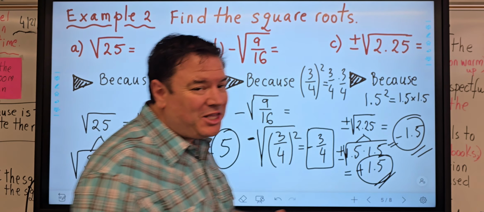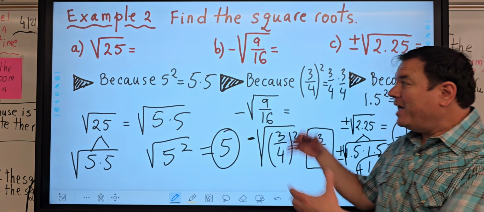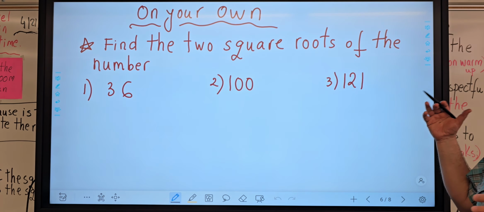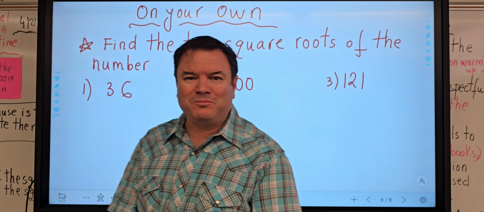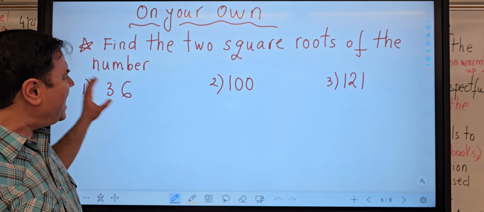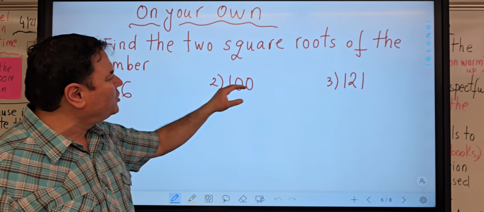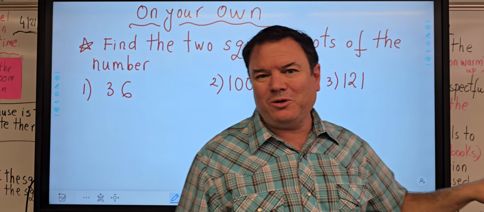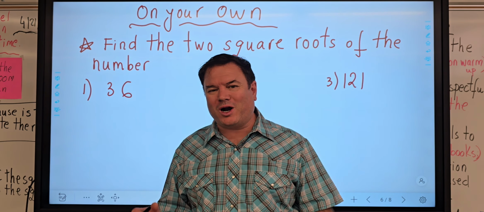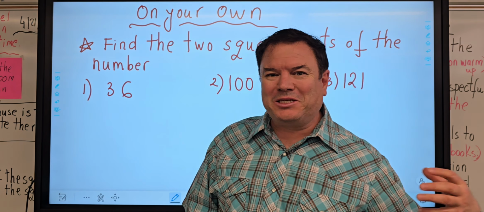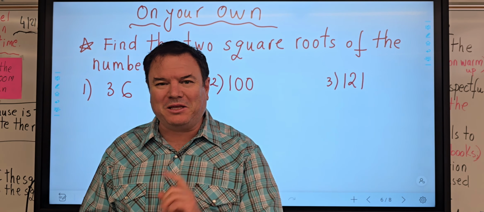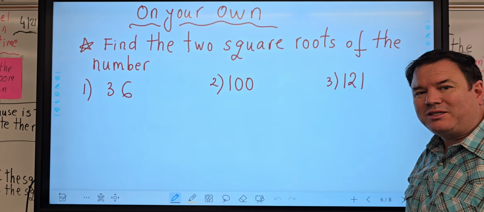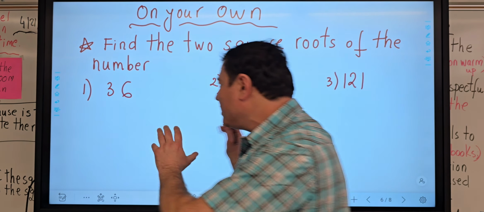Take a look at this example, and you are welcome to pause the video and go back and see what we did. And now let's do some work on our own. Pause the video and see if you can find the square roots of these numbers: 36, 100, and 121. Please remember, just like we did before, every number has a positive and a negative square root. Keep that in mind. After you spend some time, come back and let's see if we got the same answer.